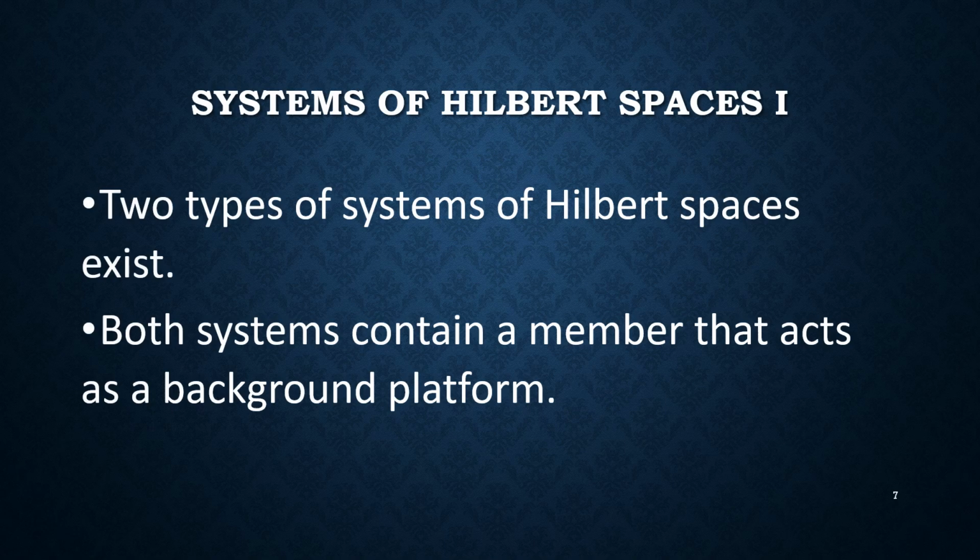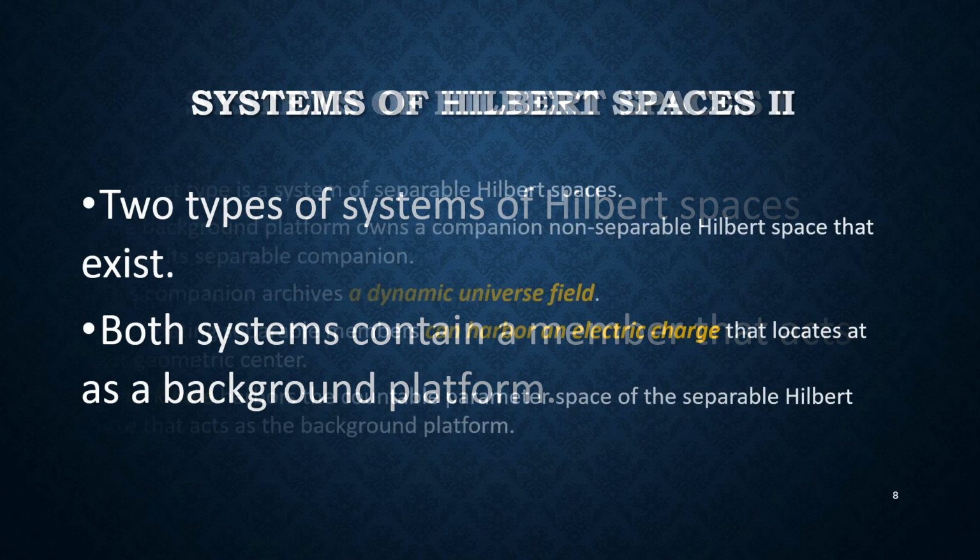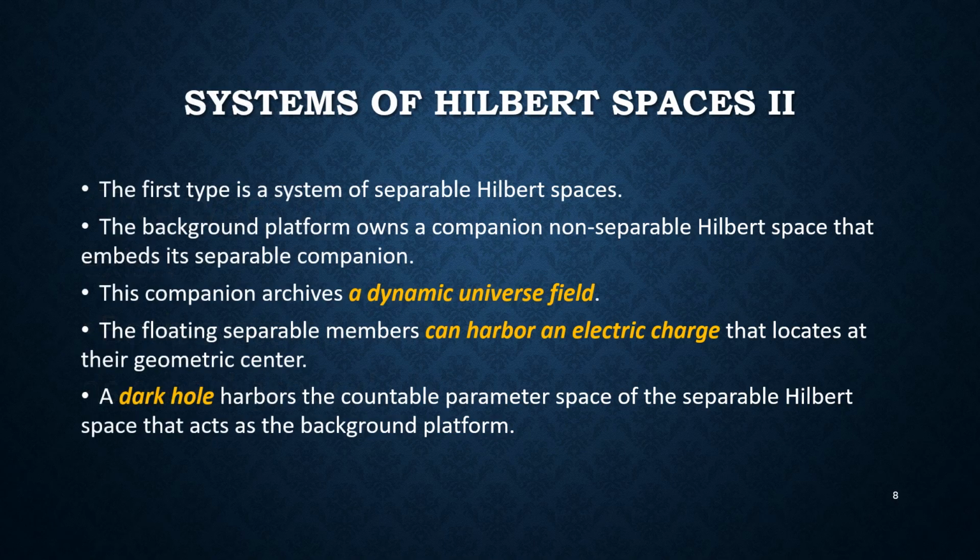Two types of systems of Hilbert spaces exist. Both systems contain a member that acts as a background platform. The first type is a system of separable Hilbert spaces. The background platform owns a companion non-separable Hilbert space that embeds its separable companion. This companion archives a dynamic universe field. The floating separable members can harbor an electric charge that locates at their geometric center. A dark hole harbors the countable parameter space of the separable Hilbert space that acts as the background platform.